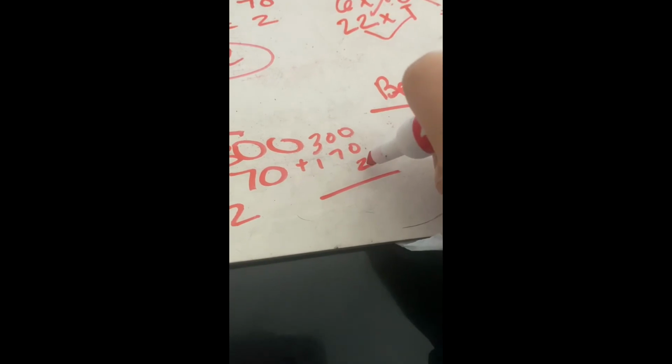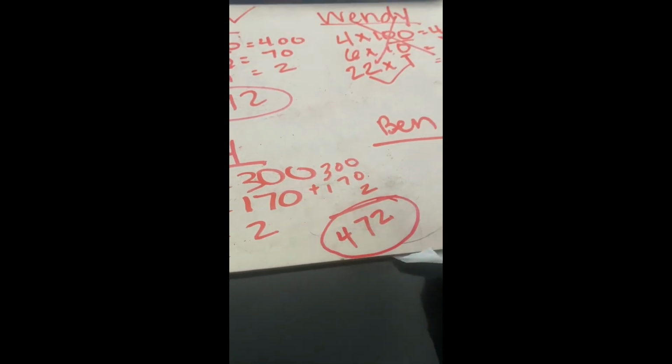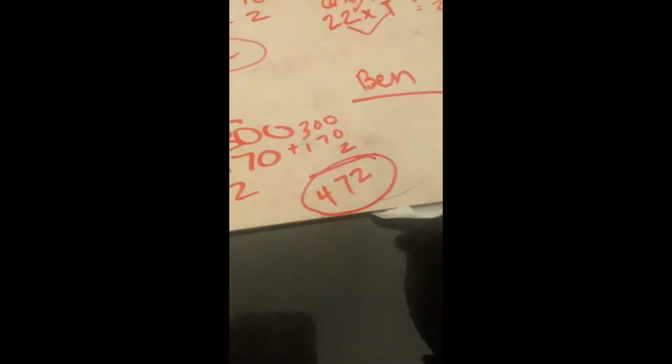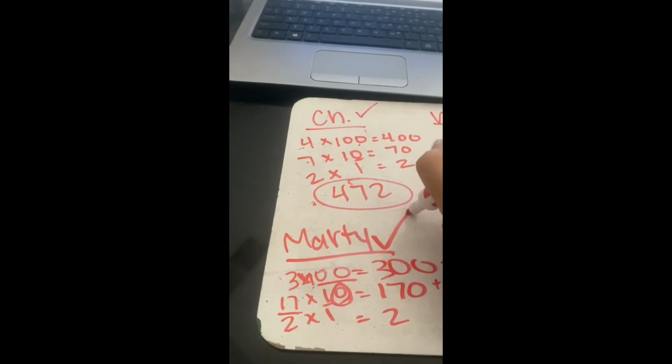0 plus 0 plus 2 is 2. 0 plus 7 is 7. 3 plus 1 is 4. Did Marty correctly show the number 472? Marty did. So far Charlotte and Marty are correct. Now we need to see if Ben is correct.